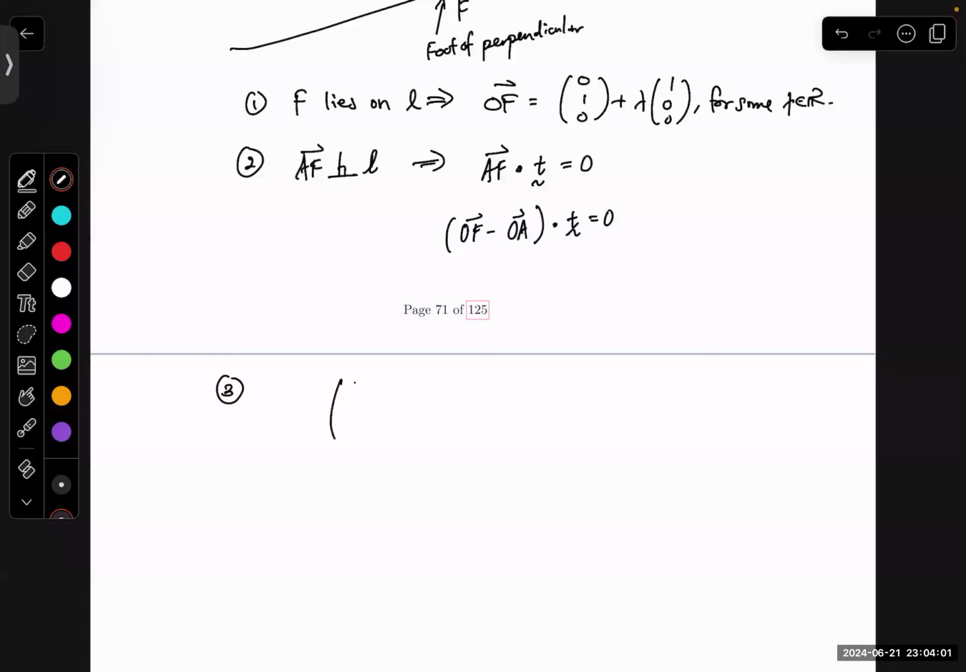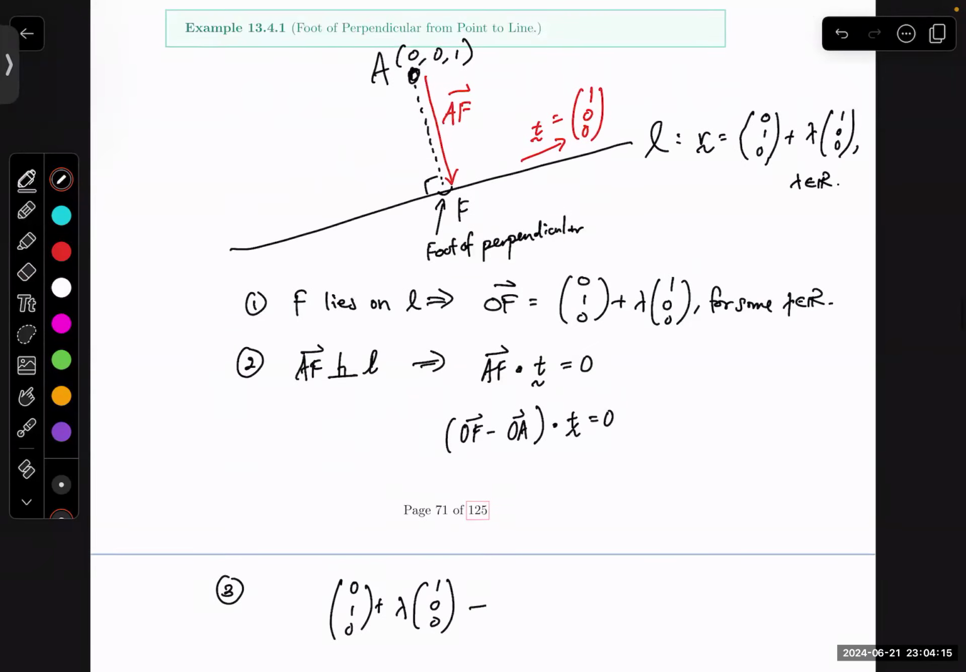So this is (0, 1, 0) plus lambda (1, 0, 0), minus vector OA. Vector OA is just the position vector of this point, (0, 0, 1). Then the whole thing dot vector T, which is (1, 0, 0), is equal to 0. You just need to solve for lambda.